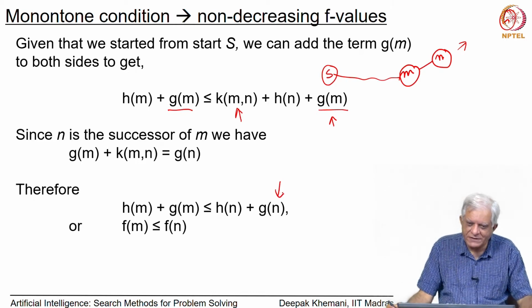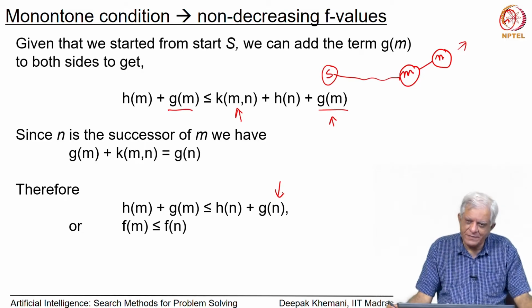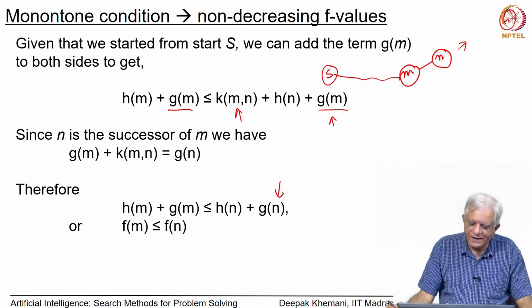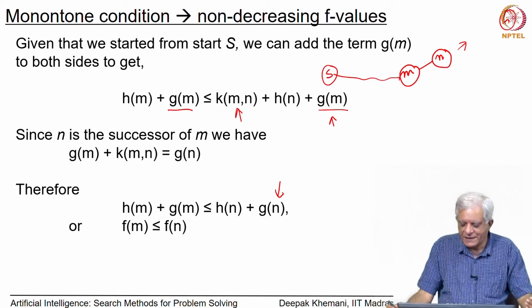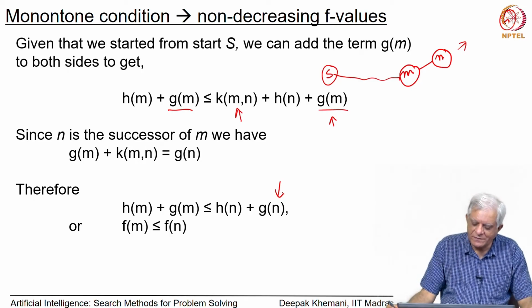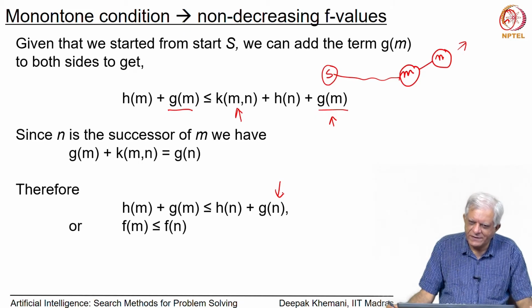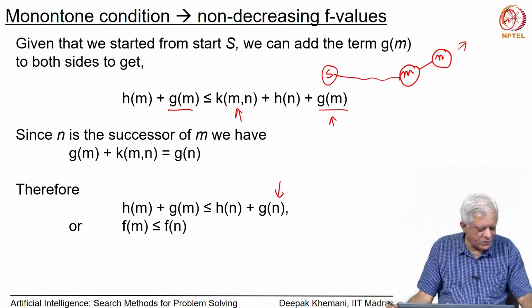Now, obviously, this equation is simply saying that f of m is less than or equal to f of n, and this is the first observation we make: as we go towards the goal, the f values tend to increase, or strictly speaking they are non-decreasing. They cannot decrease as we go towards the goal.